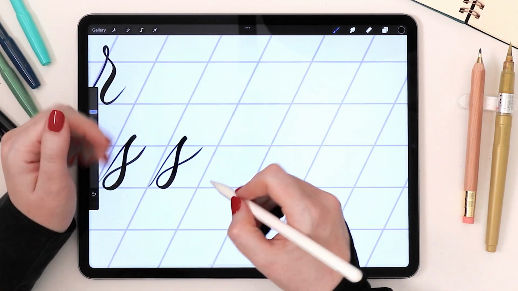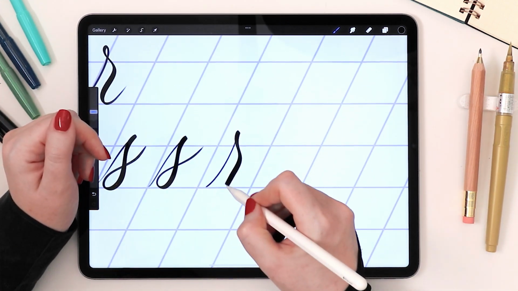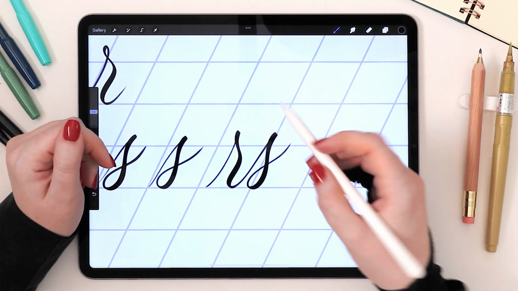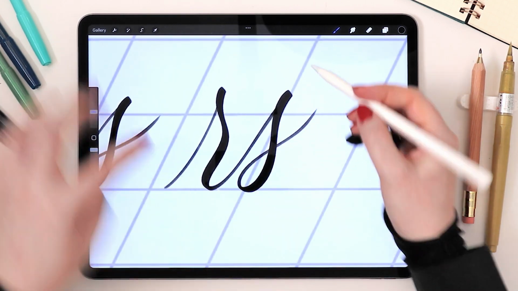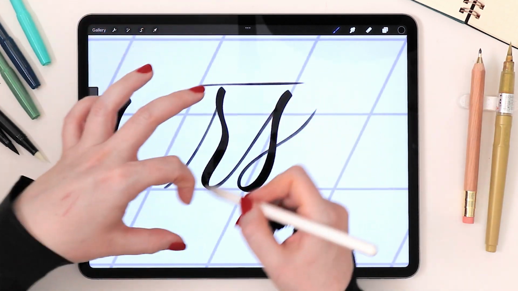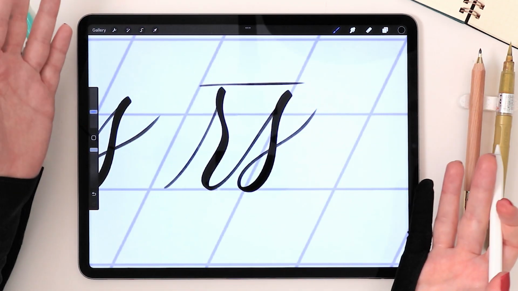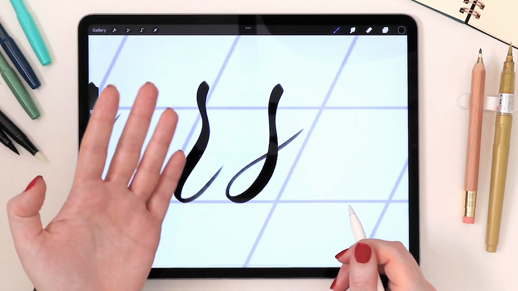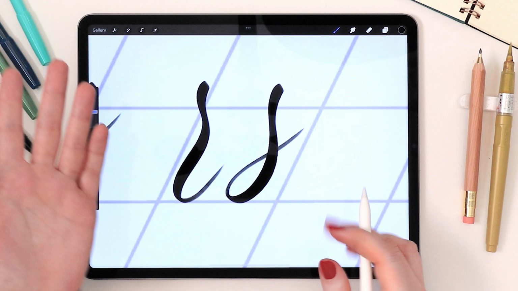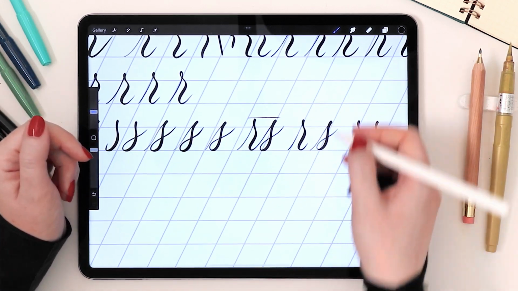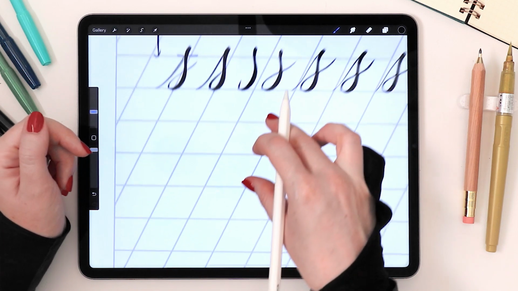So let's do R and S together just so that we can understand their similarities. So you can see same upstroke, same height reached over the waistline, both moving into a curved downstroke. It's really just that the curved shapes are different shapes. Remember that you have traceable versions of these in the class materials, and it may really help you to just drill in those downstroke shapes a number of times.